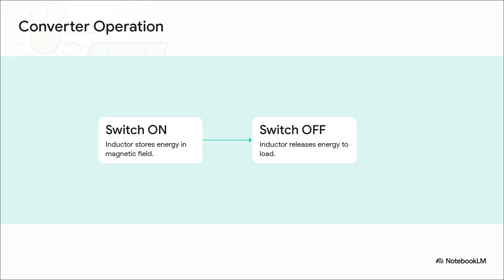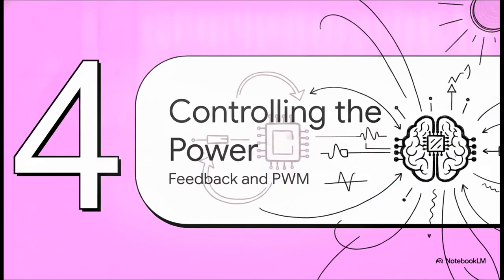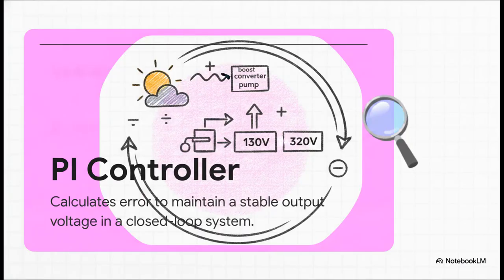Step 2. The switch turns off. That magnetic field rapidly collapses, acting like a second battery in series with the solar panels. This combined high-pressure energy shoots through the diode and fills up our output capacitor. Pull back the slingshot. Release. Pull back. Release. All right, section 4, controlling the power. The actual brain of this whole operation is the PI controller.